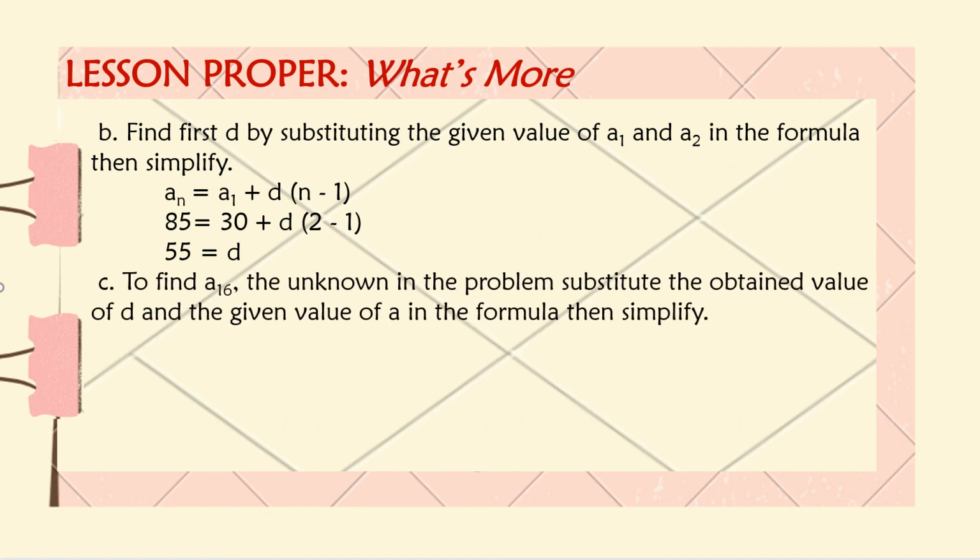So, to find a sub 16, the unknown in the problem, so, again, substitute, okay? So, alam na natin yung common difference. So, pwede na natin i-substitute, okay? So, we have a sub 16, yun yung hinahanap natin, is equal to a sub 1 plus d times the quantity of 16 minus 1. Okay, so we have a sub 16 is equal to, ano yung first term natin? 30. Ano yung common difference natin? 55. Times n minus 1, yung n natin 16, then subtract by 1.